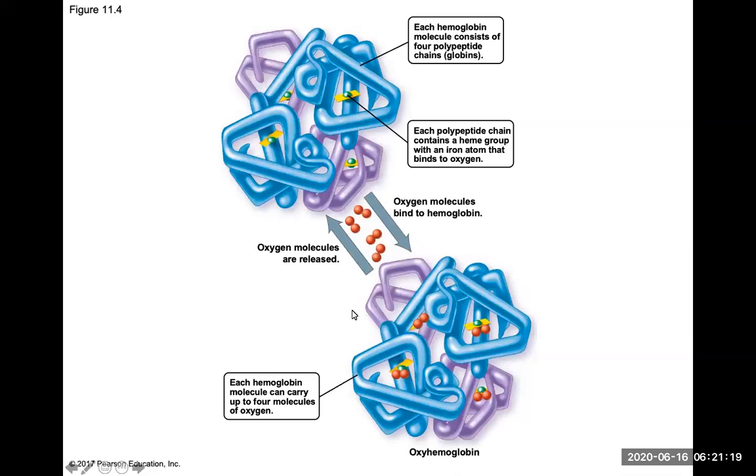So each hemoglobin molecule can carry up to 4 oxygen molecules. You have about 250 million hemoglobins in each red blood cell. So when you think about it, each red blood cell, that one tiny cell, can carry about 1 billion oxygen molecules.